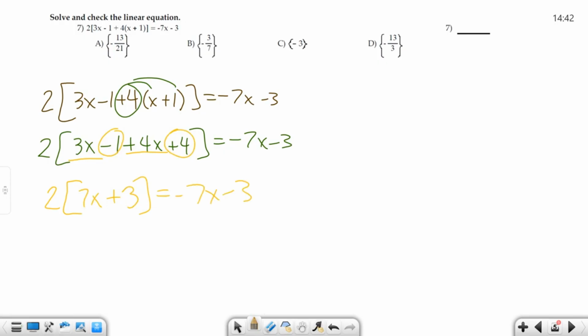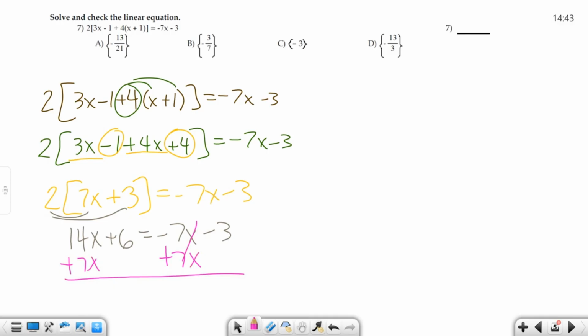And then we say, okay, we've done everything we can in here. Now it's time to do what? Distribute that 2. 14x plus 6 equals negative 7x minus 3. And then I want you to be good enough to do this. I want you to decide what to move. I'm going to choose to move the negative 7x by adding it to both sides. But it's not wrong for you to move the 14x to the right. It doesn't matter. That cancels.